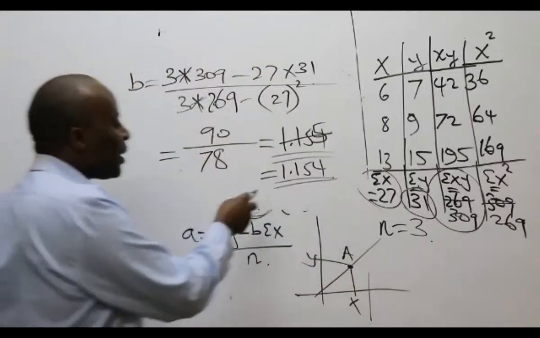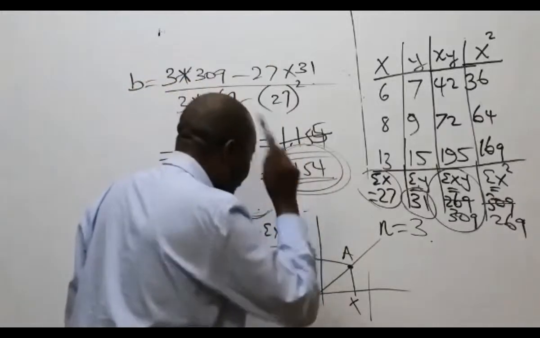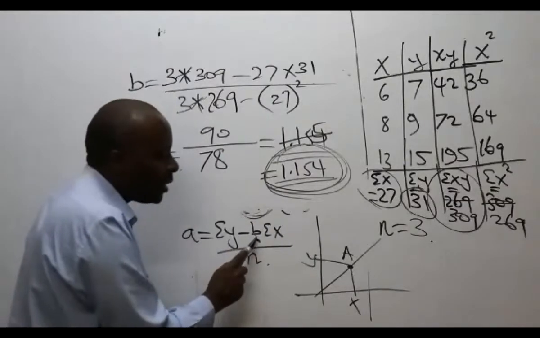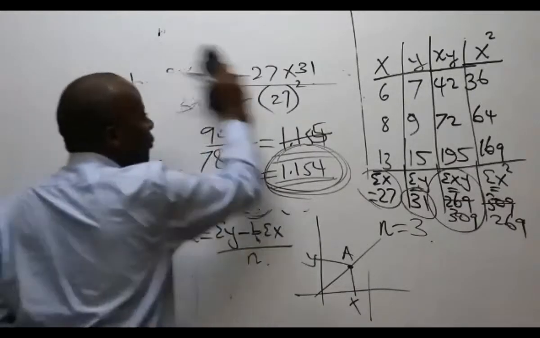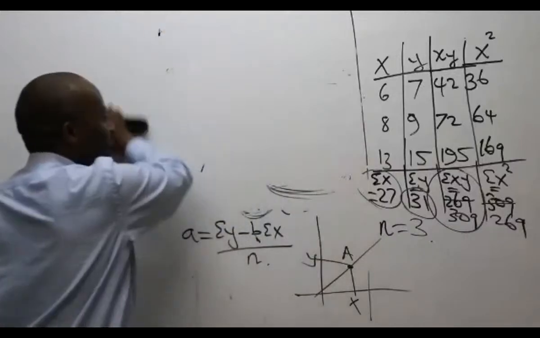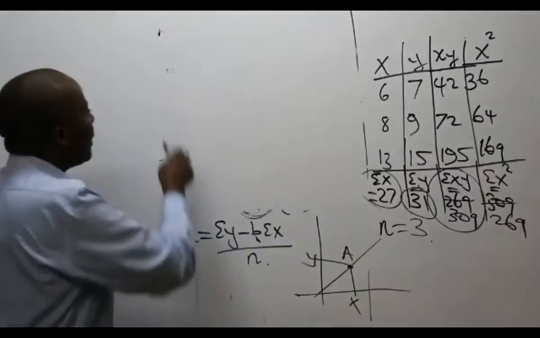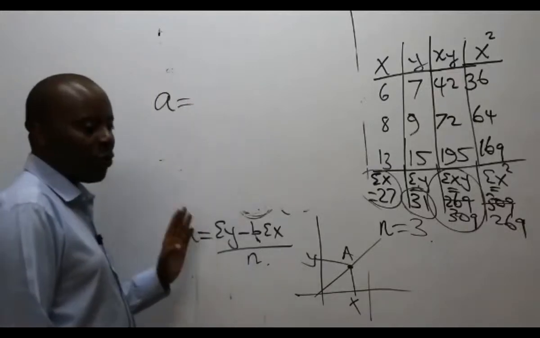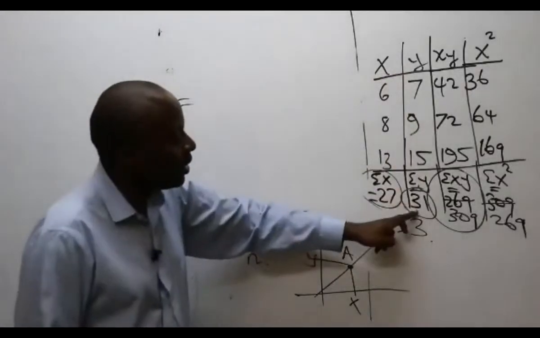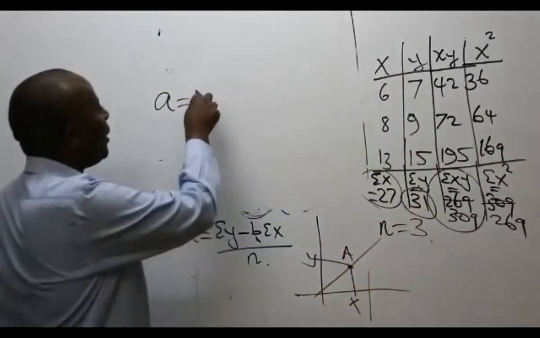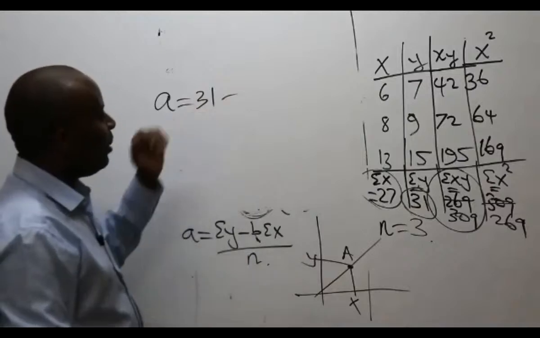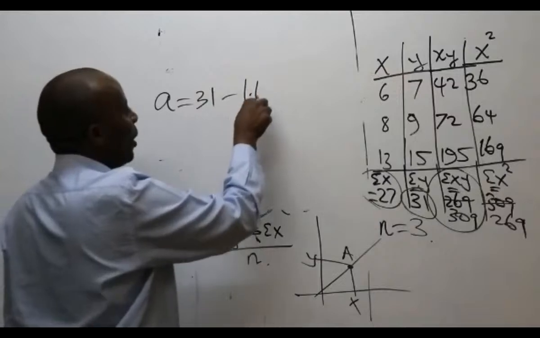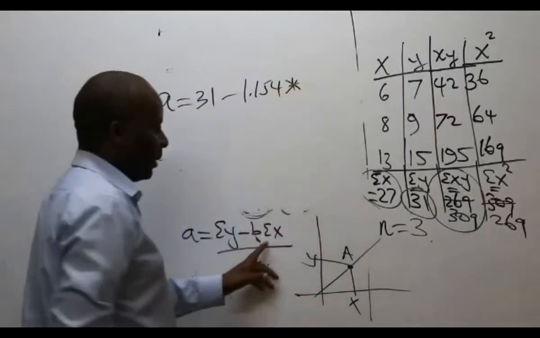Ladies and gentlemen, this figure here will be stored somewhere at the back of my mind because I need it here. While calculating A, I need the value of B. So please come and give me the value of A. How do we get A? To get A, we are taking summation of Y, which is 31, minus the value of B that we got, which was 1.154, times summation of X.